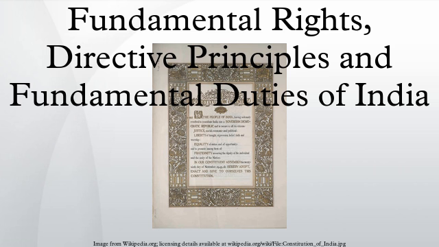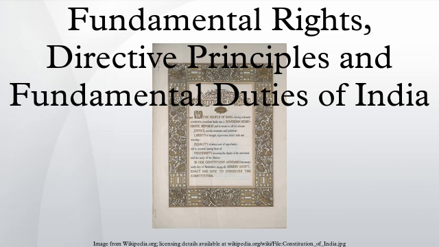Article 26 guarantees all religious denominations and sects, subject to public order, morality and health, to manage their own affairs in matters of religion, set up institutions of their own for charitable or religious purposes, and own, acquire and manage property in accordance with law. These provisions do not derogate from the state's power to acquire property belonging to a religious denomination. The state is also empowered to regulate any economic, political or other secular activity associated with religious practice.